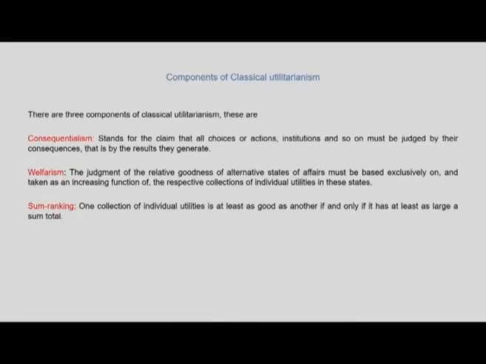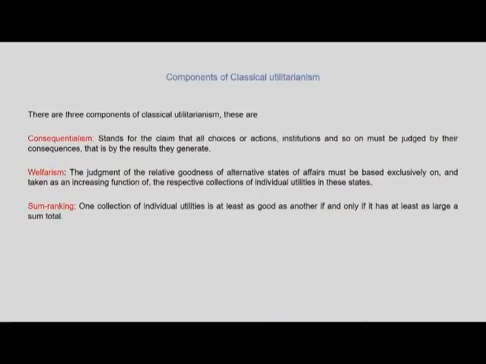Now, let us look at some of the components of classical utilitarianism. There have been various improvements or extensions of the concept of utilitarianism, but here let us consider only classical utilitarianism, and some of its components are as follows. There are primarily three: consequentialism, welfarism, and sum ranking. The component of consequentialism stands for the claim that all choices or actions, institutions and so on must be judged by their consequences, that is, by the results that they generate.